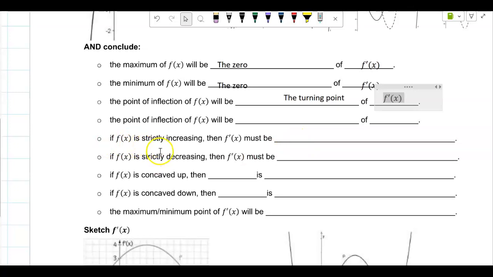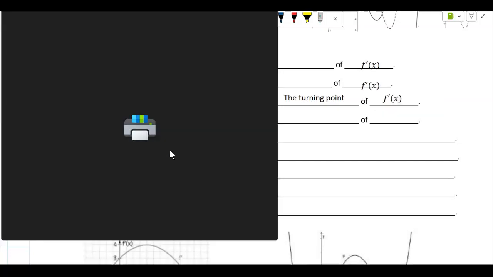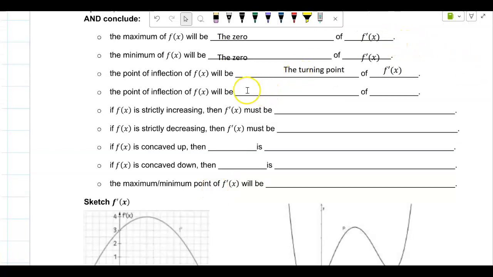Okay, if f(x) is strictly increasing, that means like this. Then strictly increasing must not be decreasing. So the point of inflection will be the root of f double dash x.